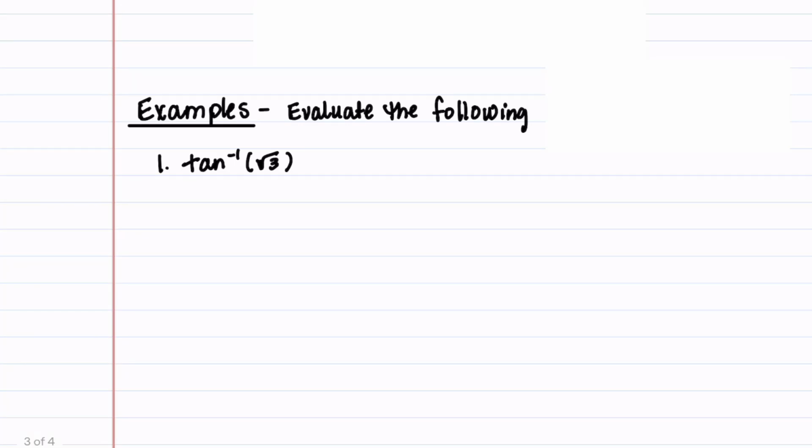Let's look at some examples where we're going to evaluate some inverse tangent functions. We'll begin with evaluating inverse tan of root 3. We don't need to check if this function is defined because inverse tangent is defined for all values of x.